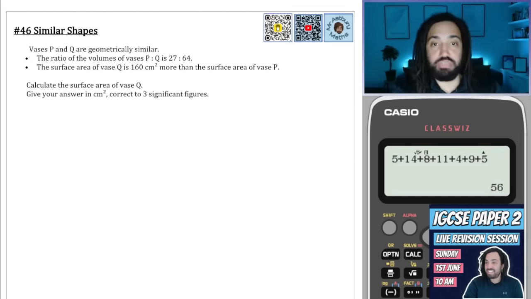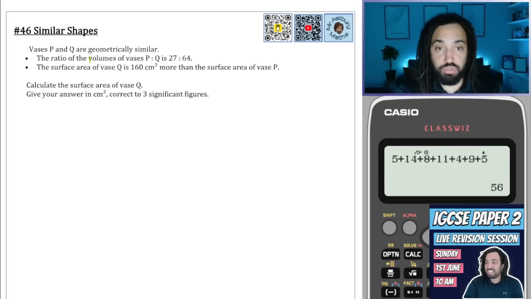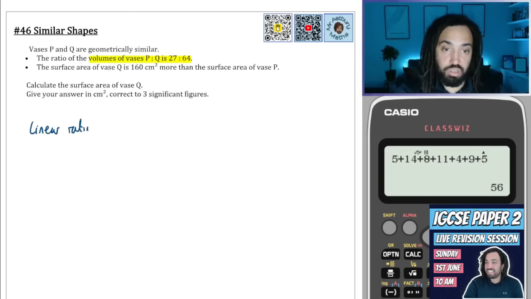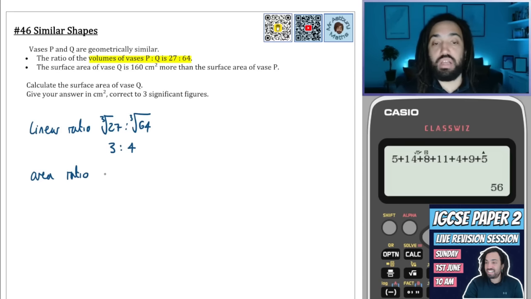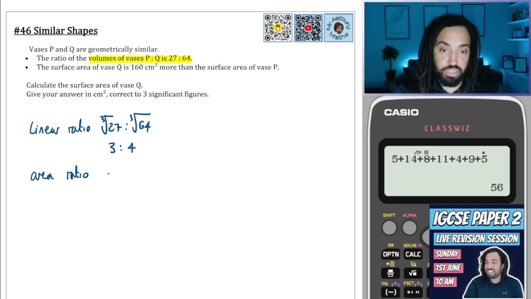Okay, these vases are geometrically similar, and it says the ratio of the volumes of the vases. So if we know the ratio of the volumes, then we can straight away find the scale factor for the linear ratio. To find the linear ratio, we take the cube root of the volume scale factor. So it'll be the cube root of 27 to the cube root of 64, which will be 3 to 4. And then that will allow us to work out the area ratio, because the area ratio is the square of the linear ratio. So that'll be 3 squared to 4 squared, which will be 9 to 16.